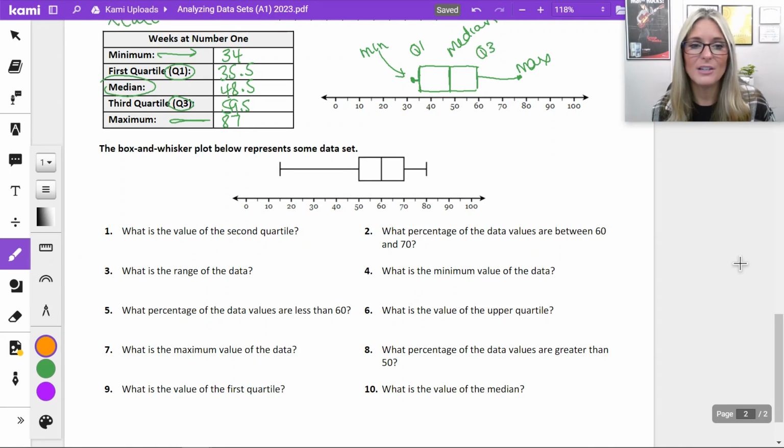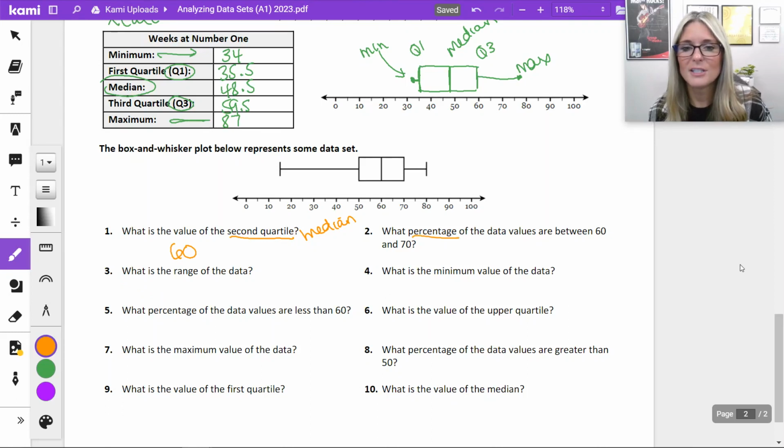Number one, what's the value of the second quartile? This is a new term that we haven't used yet. It's just another way to refer to our median value. Notice median sits right between Q1 and Q3, so sometimes it's referred to as our Q2. So looking at our graph, that's 60.